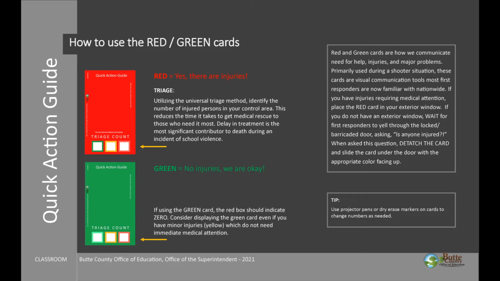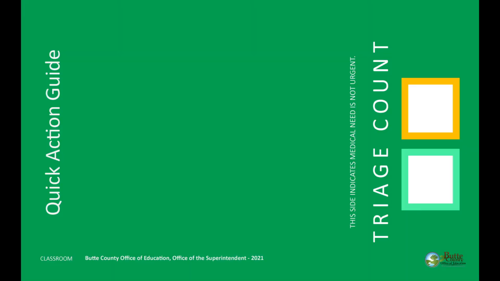You will notice the cards contain boxes on one end, with the words triage count above them. The boxes may be surrounded by green, yellow, or red borders. These borders indicate the severity of injury, utilizing the universal triage method. Utilizing this method, you will identify the number of injured persons in your control area. This reduces the time it takes to get medical rescue to those who need it most. Delay in treatment is the most significant contributor to death during an incident of school violence.